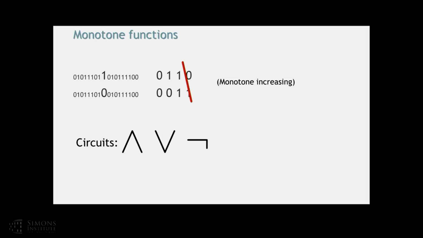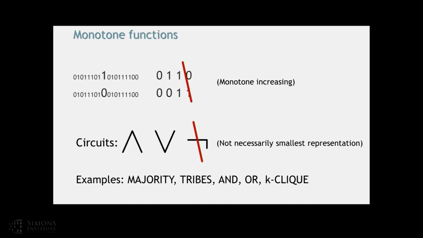Equivalently, if we're talking about AND, OR, and NOT circuits, this is the same as the class that only uses AND and OR gates. So you can compute it without NOT gates, but as we've seen already in this collection of talks, this isn't necessarily the smallest representation you would get. But this is another way to define the class of monotone functions: anything you could compute with a circuit that only uses AND and OR gates. Some examples are the majority function, AND and OR themselves, k-clique, and several other examples.